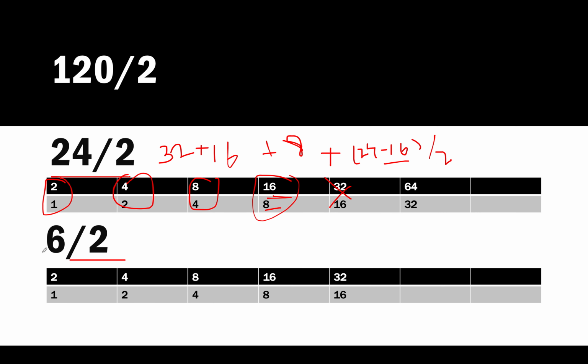Then let's start the process with 6 as the dividend. 2 is less than 6, 4 is less than 6, 8 is not less than 6. Stop the process, and once we stop the process, what is the quotient now? The quotient is 2. Plus what is the remainder now? 6 minus 2 by 2, which is 2 by 2.